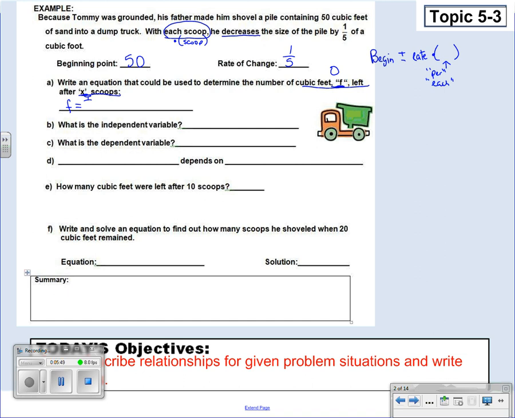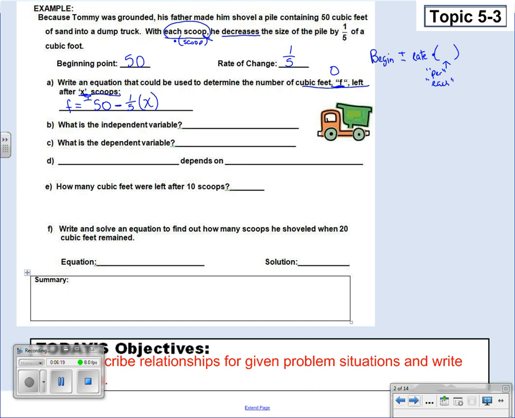So getting our equation, we start with our beginning, that's 50. We know that it's decreasing, so that's negative or minus. Our rate of change is 1/5, and it is per scoop or each scoop because it says each scoop decreases by 1/5. So we're going to put the number of scoops is X, or the variable that represents the scoops is X.